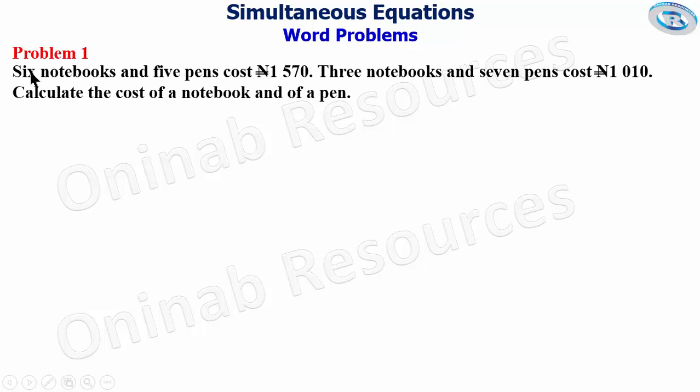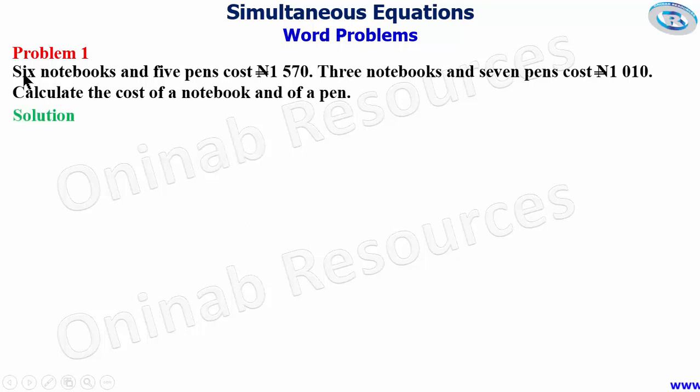Problem 1. 6 notebooks and 5 pens cost 1,570 naira. 3 notebooks and 7 pens cost 1,010 naira. Calculate the cost of a notebook and of a pen. So we start the solution of the problem.